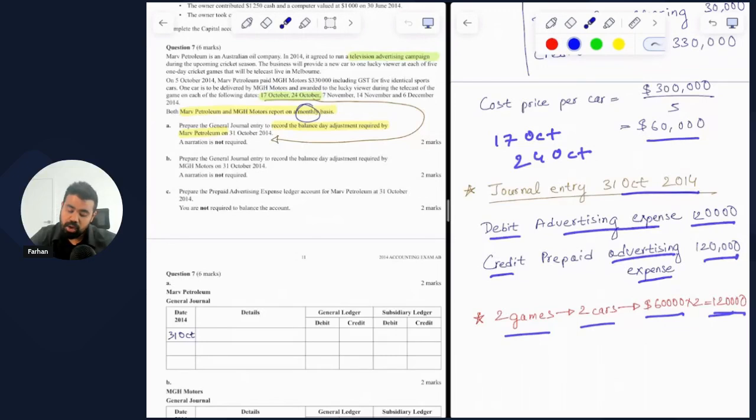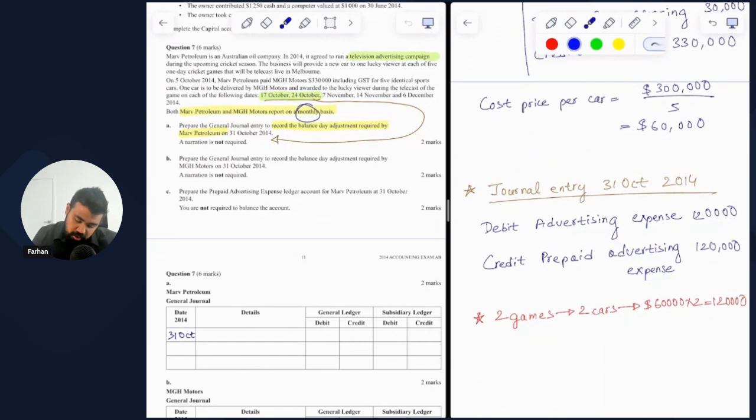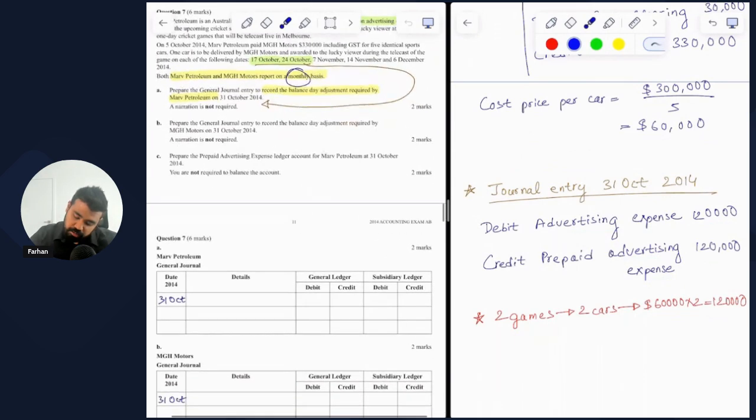So now that we are adjusting for the expenses that we have incurred or consumed on the 31st of October, we are crediting the prepaid advertising expense, which is the current asset of the business, by $120,000, which simply means that the current asset balance for prepaid advertising expense is going down. Okay, so let's look into the journal entries.